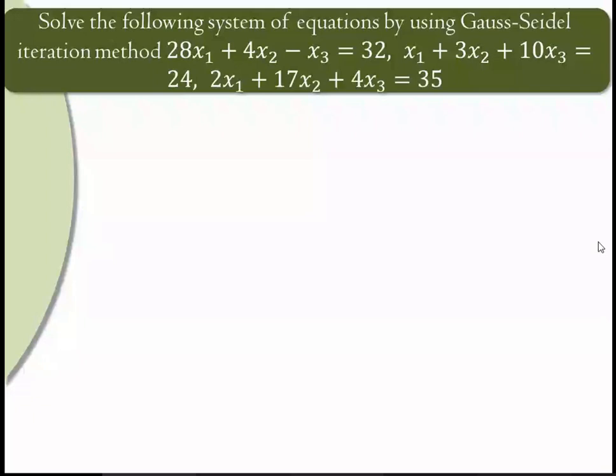28x1 plus 4x2 minus x3 equal to 32. x1 plus 3x2 plus 10x3 equal to 24. 2x1 plus 17x2 plus 4x3 equal to 30. Okay, check in which equation the coefficient of x1 is maximum. In the first equation it is maximum, so take this as the first equation.